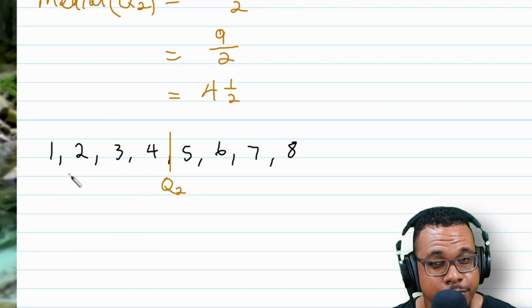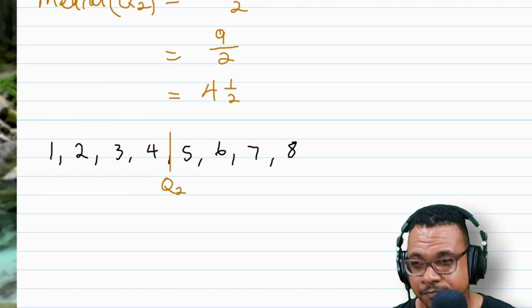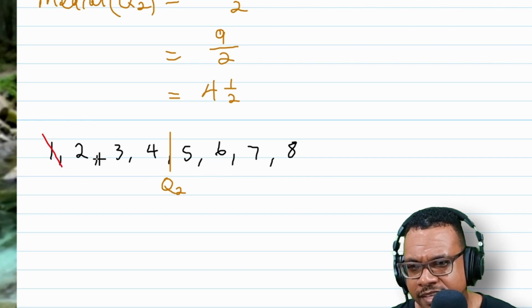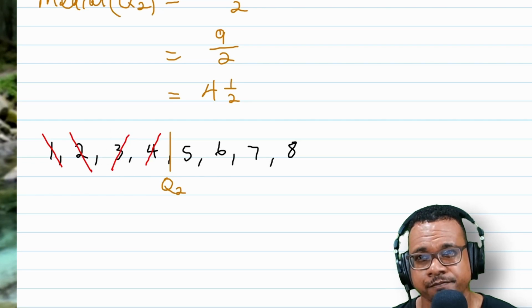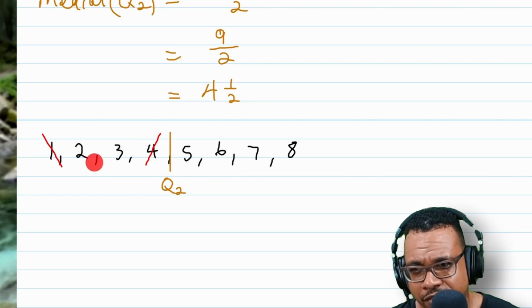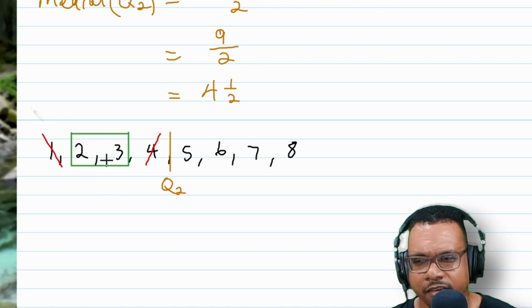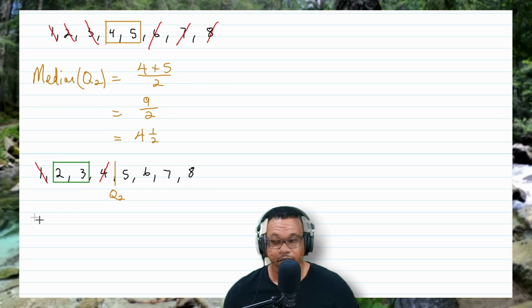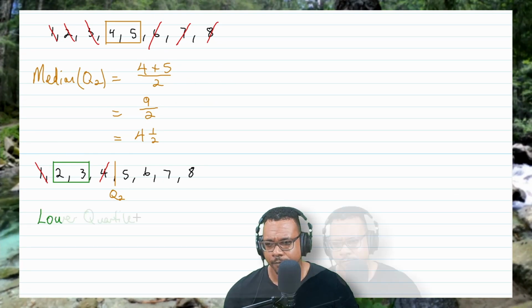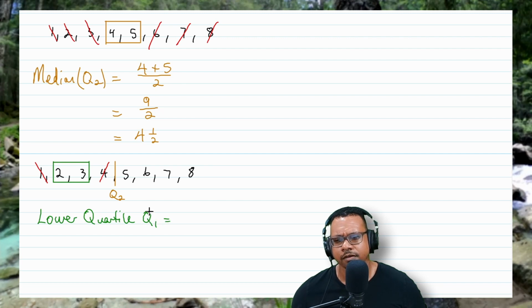And now I want to find the halfway point on the left-hand side of the median. So I'll cross this 1 here and this 4 here. And if I were to cross the 2 and the 3, I'll have nothing in the middle. So I'll leave the 2 and the 3. And now the lower quartile, we add in this 2 and 3 and divide them by 2. All right, so let's put this little box around the 2 and the 3. So our lower quartile, which is Q1, will be equal to the 2 plus the 3, and we're going to divide that by 2. So we're going to get 2 plus 3 is 5, divided by 2, which is 2.5.